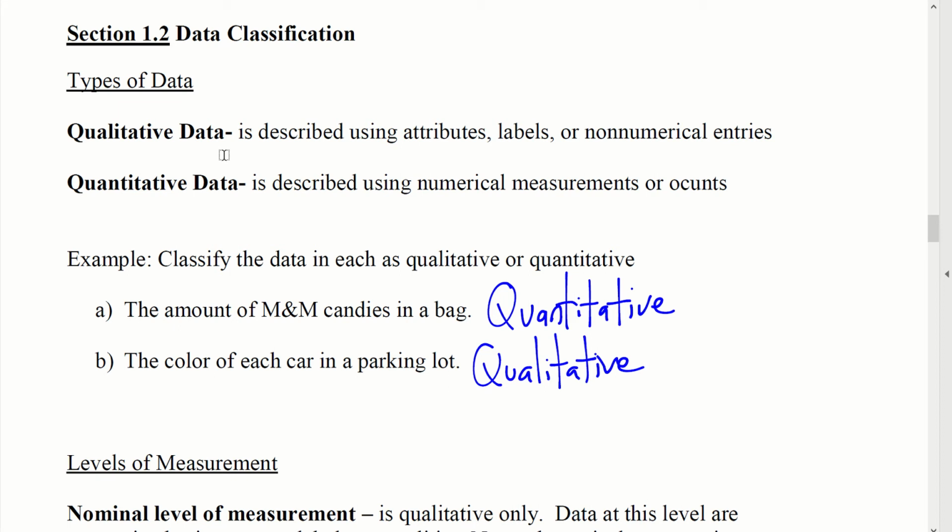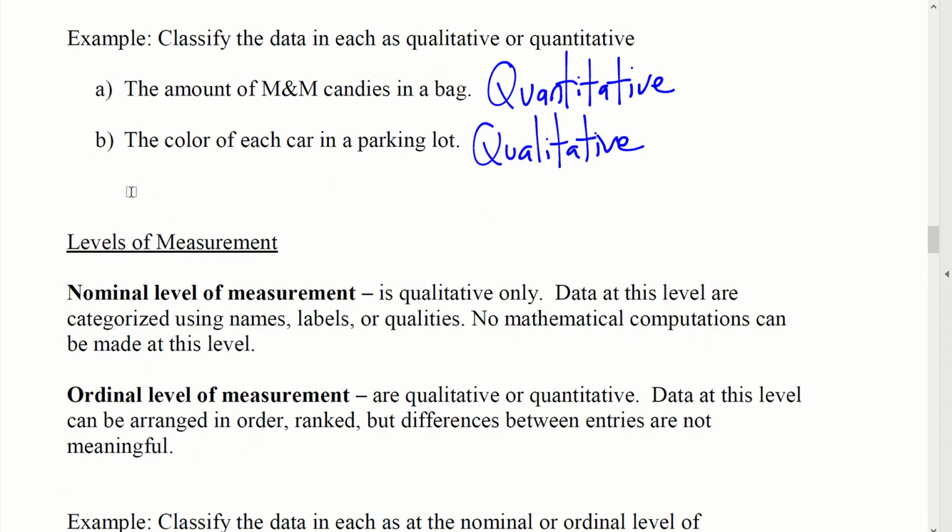One of the ways to keep the two separate is if you break the words apart. Qualitative sounds like quality, so you're describing qualities, i.e. things that are non-numerical. And in the word quantitative, like the word quantity, that should get you thinking about counts and number measurements. For instance, if we wanted to classify each of the different types of data, the amount of M&M candies in a bag, that would be quantitative, whereas the color of each car in a parking lot, things like red, silver, black, white, etc., that would be qualitative data.